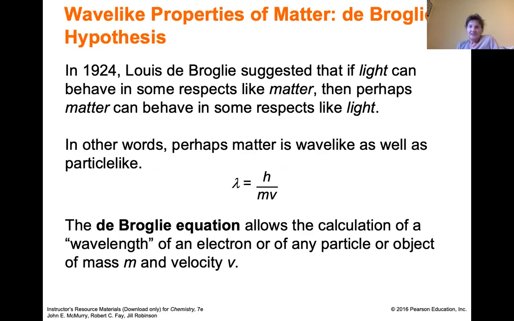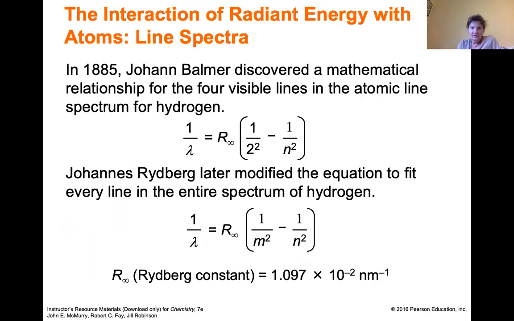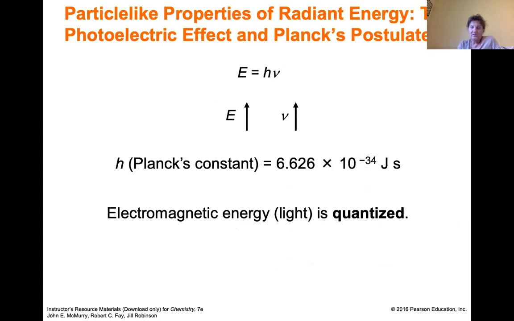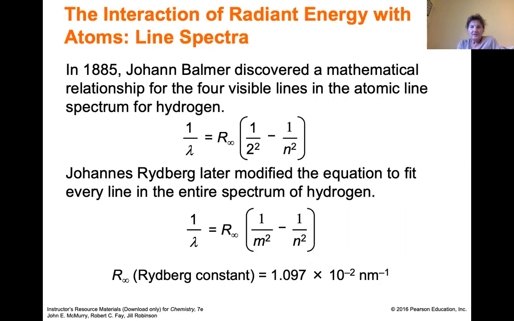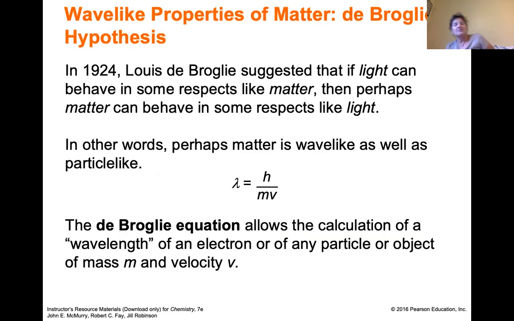1924, de Broglie suggested that if light can behave in some respects like matter, then perhaps matter can behave in some respects like light. So the photoelectric effect taught us that light, which we knew was an electromagnetic wave, had particle nature, and that the energy of one of those particles was equal to h nu in this equation. And so de Broglie thought, playing off that idea, if a wave can also be a particle, then maybe a particle can also be a wave. So in other words, perhaps matter is wave-like as well as particle-like.